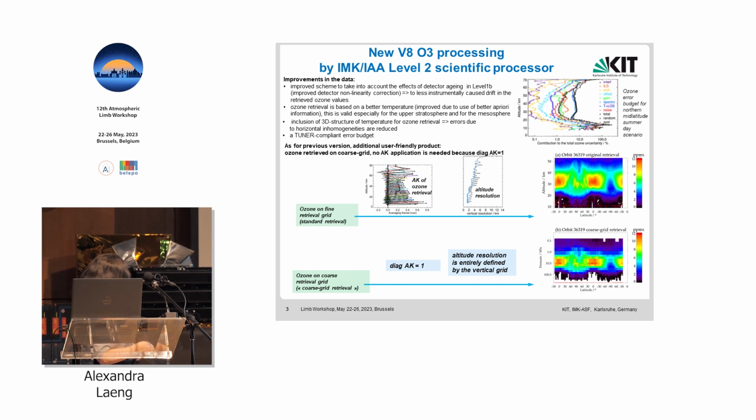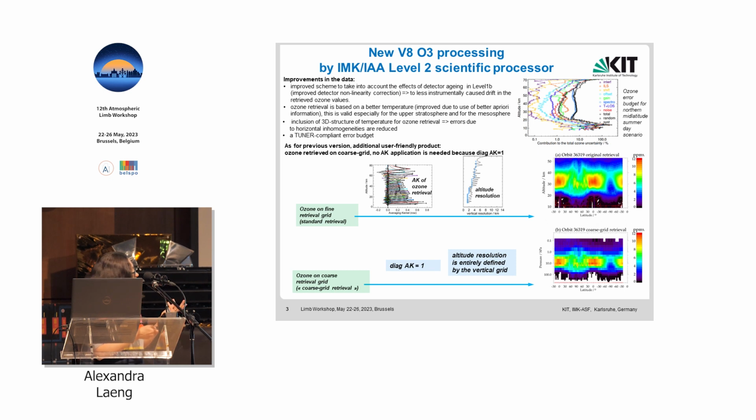and for one orbit, it gives you the ozone values like this. If you do the retrieval on the coarse grid, the diagonal of the averaging kernel is equal to 1, altitude resolution is divided by the grid, and you end up for the same orbit with something like this. You see that the resolution is, of course, not the same, but there are no averaging kernels to take into account. Then it's up to the user to choose what to do.